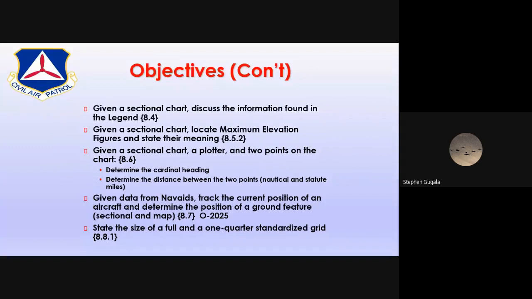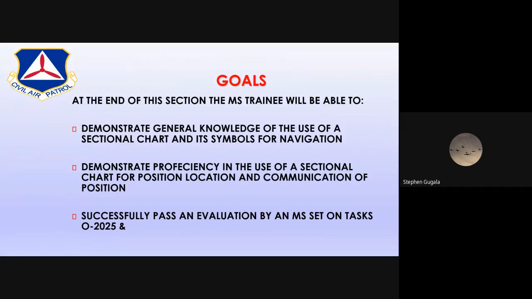We're going to talk about heading, distance between two points. And the goals. At the end of this section, you should be able to demonstrate general knowledge of the use of a sectional chart and its symbols for navigation, demonstrate proficiency in the use of a sectional chart for position, location, and communication of position, and successfully pass an evaluation by an MS set on tasks 2025.